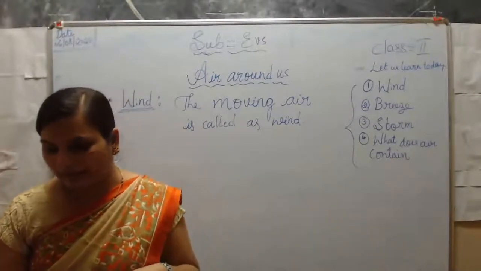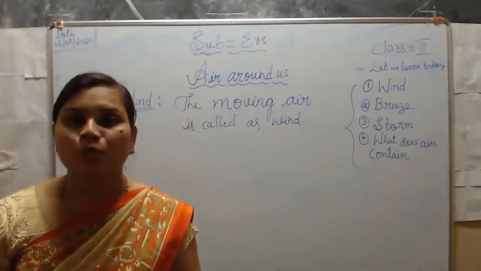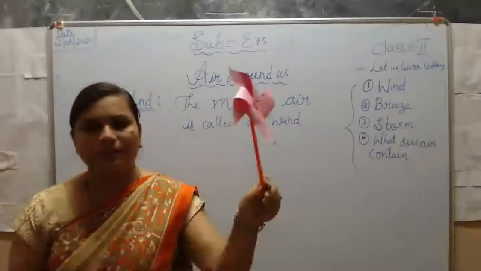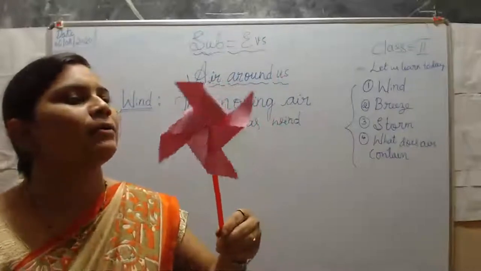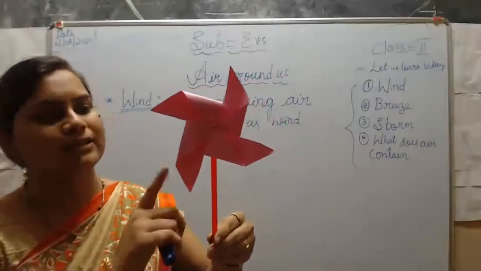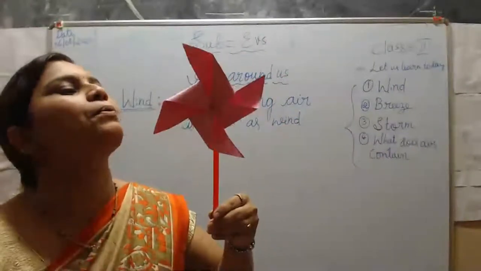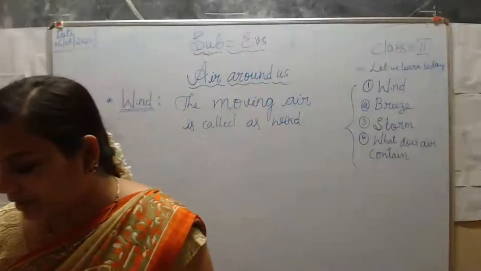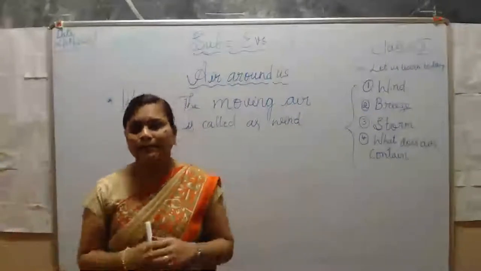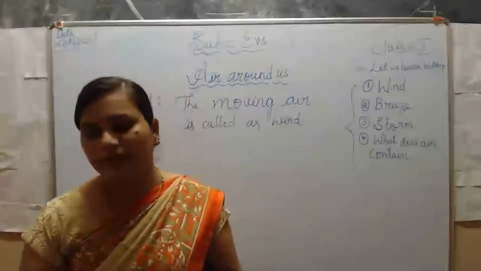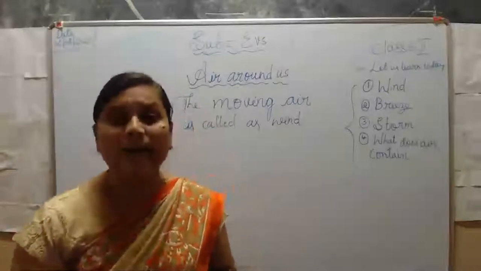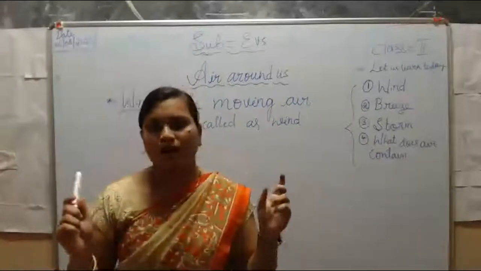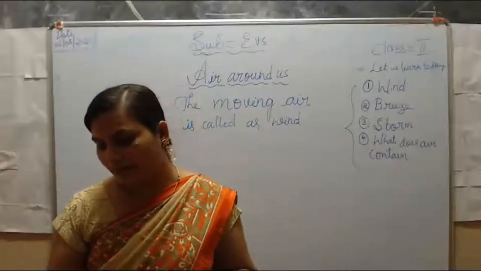When we fly a kite, why does it move? It moves because of wind. When a pinwheel spins, see, students, this pinwheel spins because of air. This spins because air is there around us. Air is a big blanket that surrounds us. Why does a pinwheel spin? That happens because of moving air, which is in our surroundings.